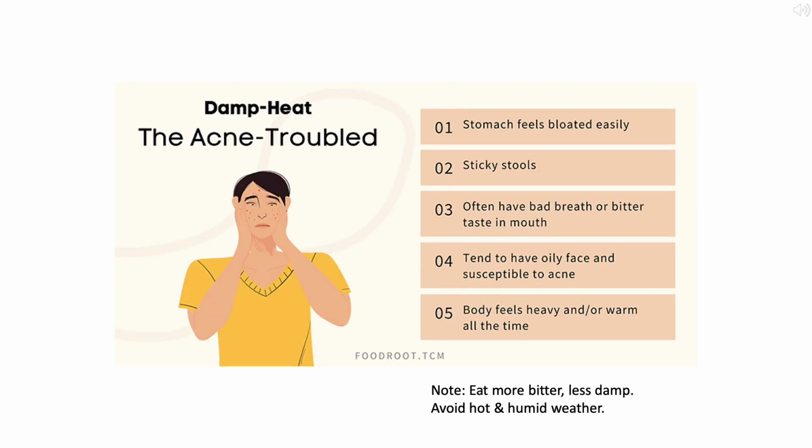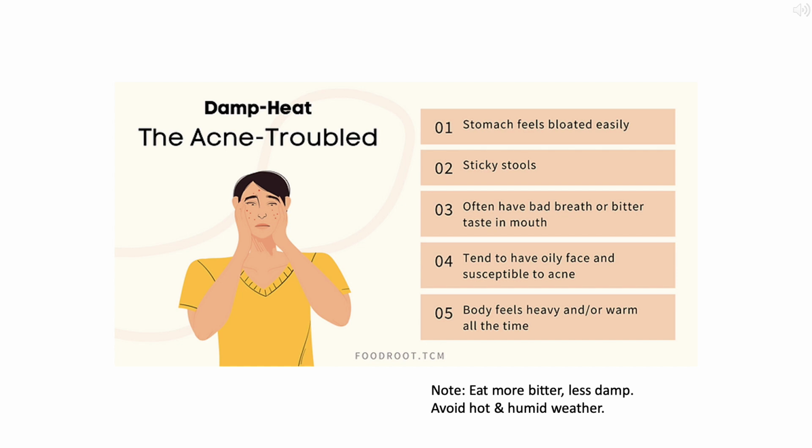Next up, we have damp heat, which is probably best explained as a pressure cooker. So imagine there's a lot of water boiling and it's just trapped there because the lid is so heavy. This is what's going on in the body of a damp heat person. Now, don't let the title fool you. It is called the acne trouble because there's a high tendency to develop acne when you have damp heat, especially acne that is in the form of red bumps with pus in them.